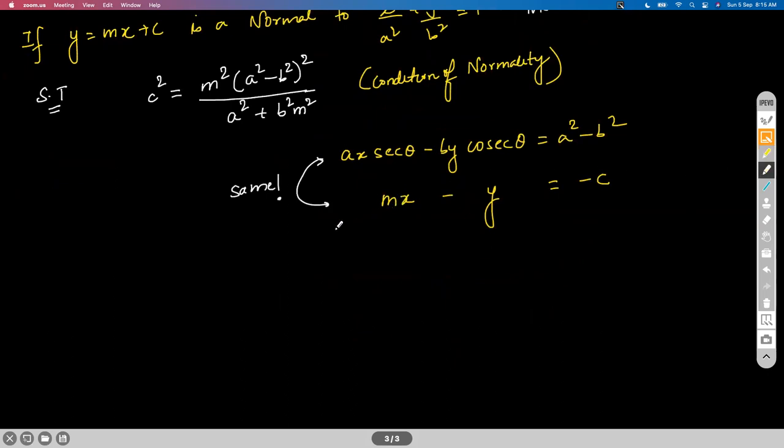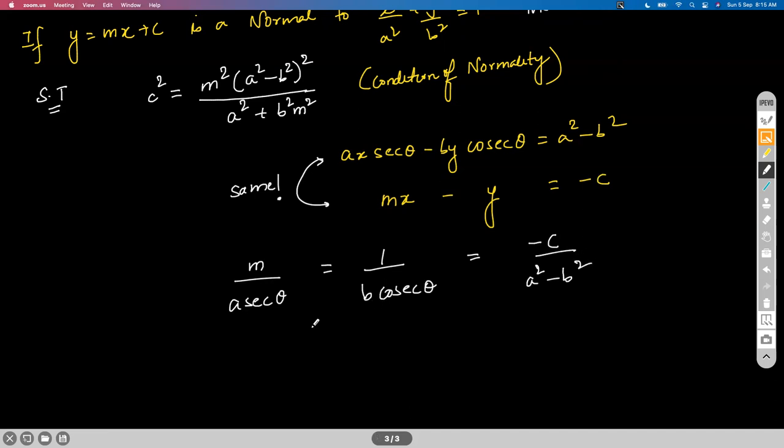So let us do that very simple process. Let's take the ratio of the coefficients. So m divided by a sec theta, minus 1 divided by b cosec theta, and minus c divided by a square minus b square.